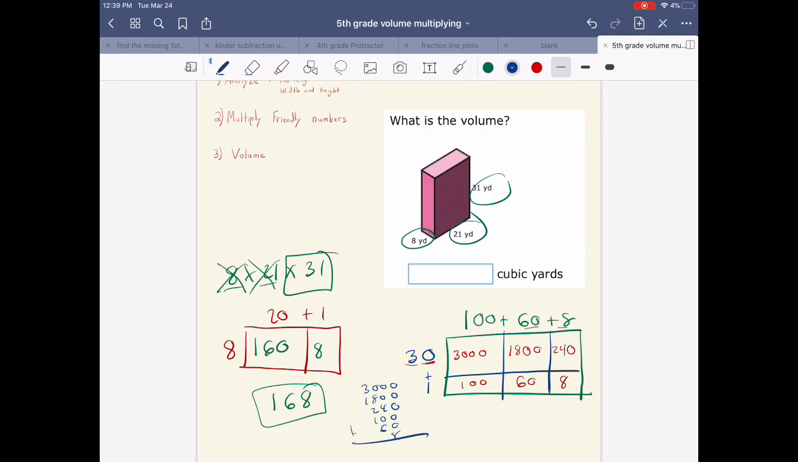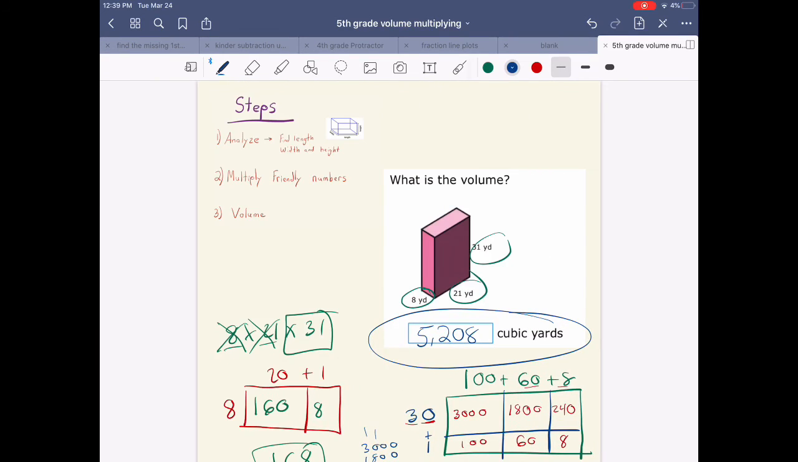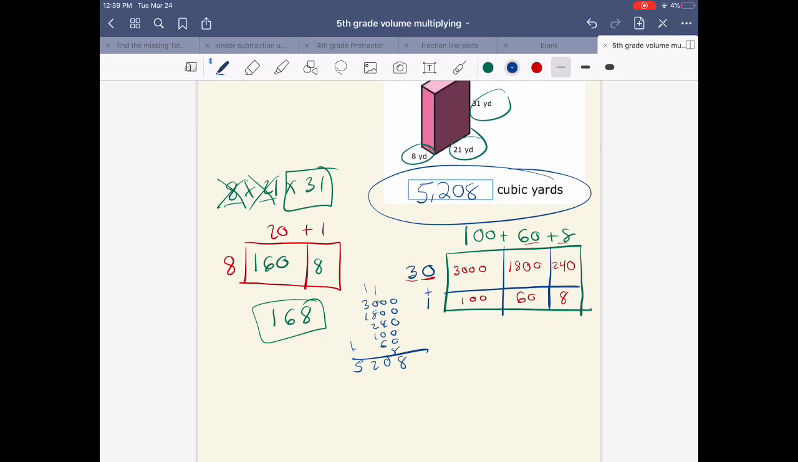All right, let's see how we did. 8, 10, 12, 5. So the answer is 5,208. So the answer to the volume is 5,208 cubic yards. Boys and girls, that's as hard as it's going to get. So usually they're all going to be numbers like this, but I wanted to show you one challenge one just to see how you guys did.